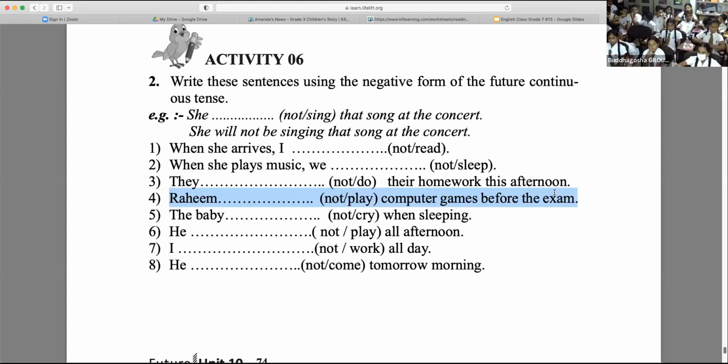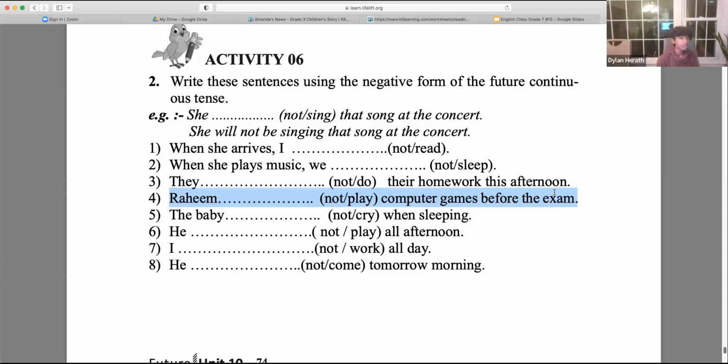How about number 5? The baby blank not cry when sleeping. The baby will not cry. Yes, very good. The baby will not cry when sleeping. Number 6, he blank not play all afternoon. He will not be playing all afternoon. Yeah, he will not play. Make sure you can say he will not be playing, but in this case, when they give you just these 2 words, he will not play all afternoon.